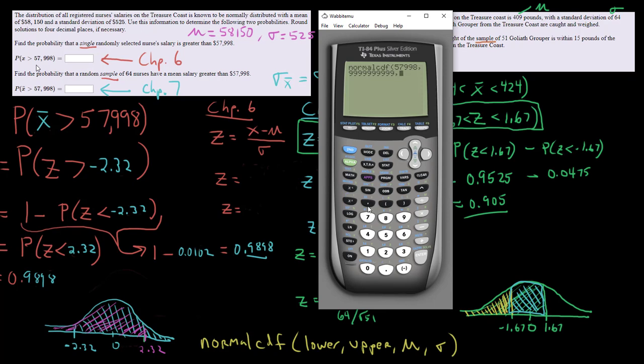And then we do mu. Okay, so mu was 58,150, and then comma the standard deviation, which was 525. You don't have to close the parenthesis, but it looks nice if you do. Hit enter, and there we go.